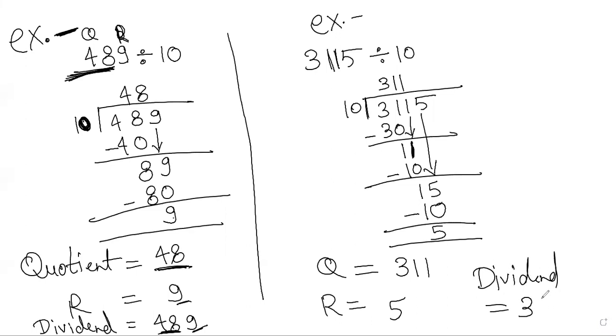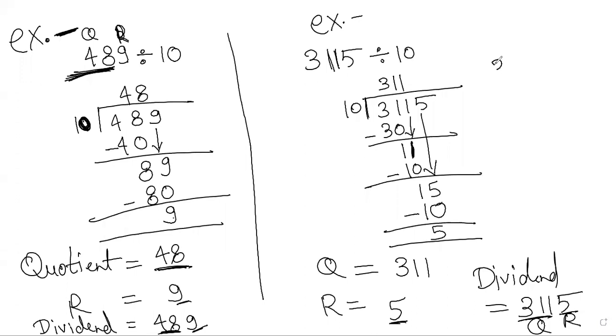डिविडेंड था आपका 3115. तो यहाँ भी क्या हुआ? देखो 5 क्या है? जो वंस प्लेस में 5 है वो रिमाइंडर है. और 311 क्या है? क्वोशंट है. तो आप इसको डायरेक्टली कर सकते हो विदाउट परफॉर्मिंग दिस लार्ज डिवीजन प्रोसेस.